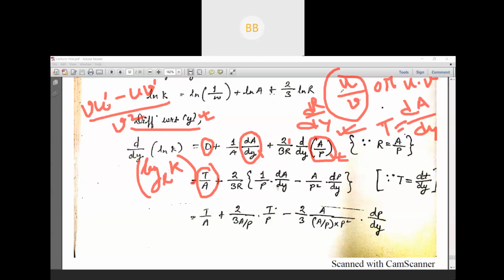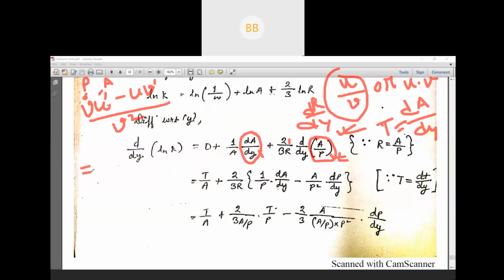That means u by v is your a by p. Here v is nothing but your p, that is the wetted perimeter, and u is your area. So first what you have to do is perimeter multiplied by differentiation of area with respect to y, then minus area multiplied by differentiation of the wetted perimeter.